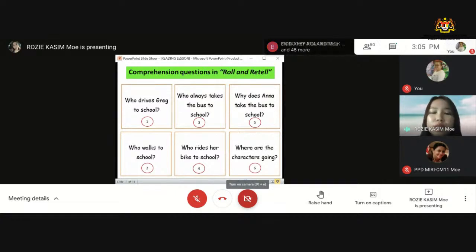With this question, we want to ensure that the pupils understand what they read. So that's why we have these questions, to know whether they understand the simple text that they have read before.